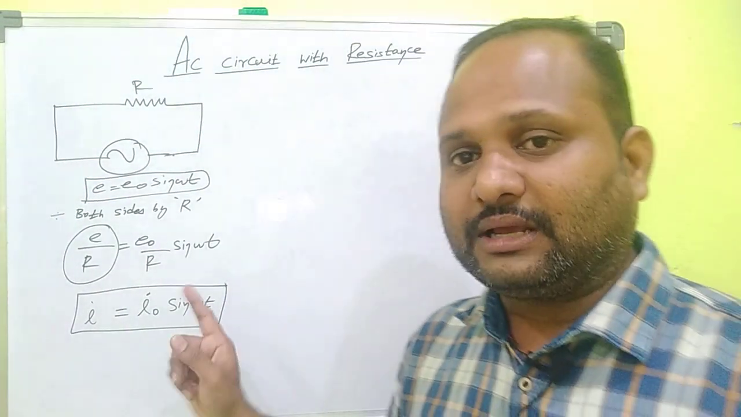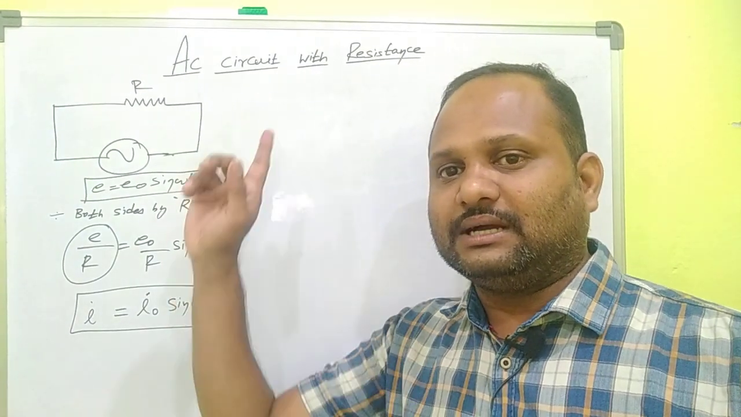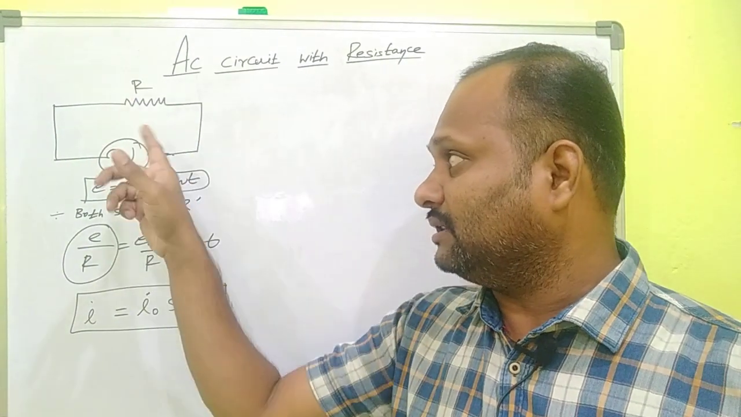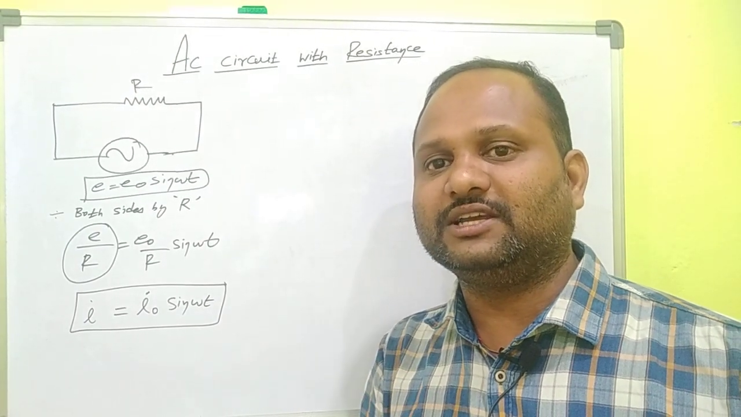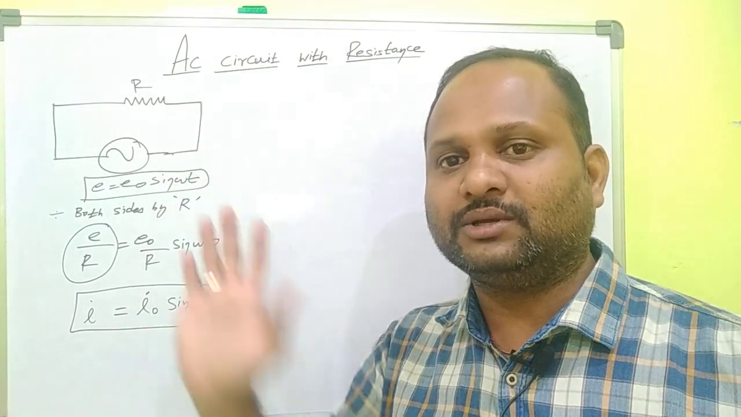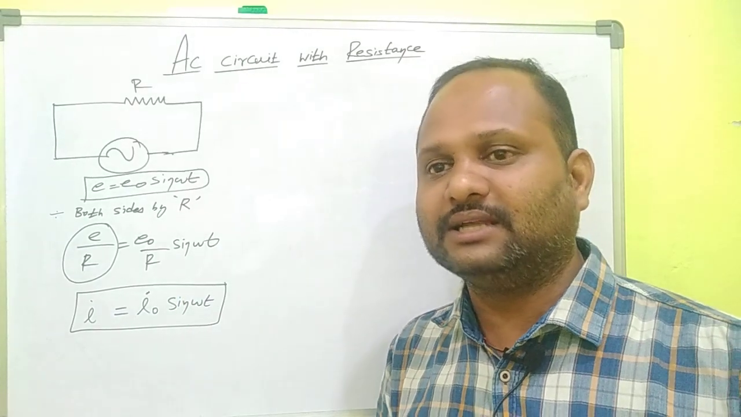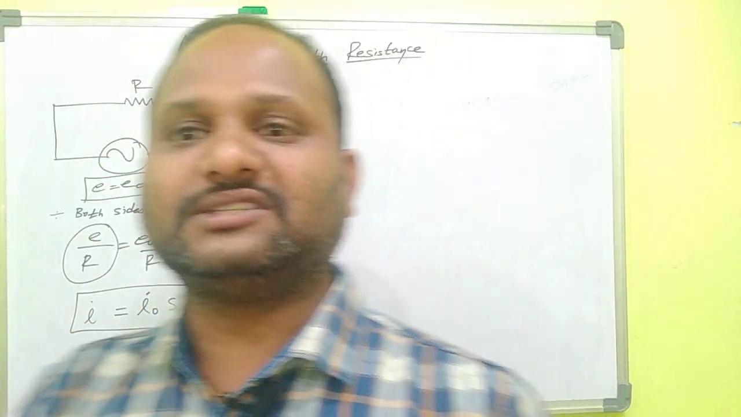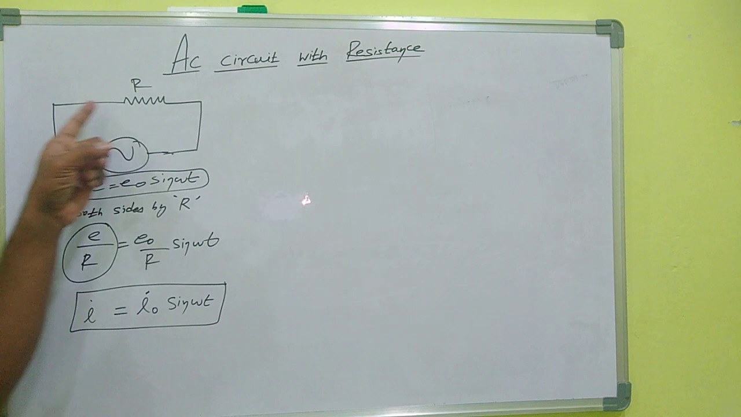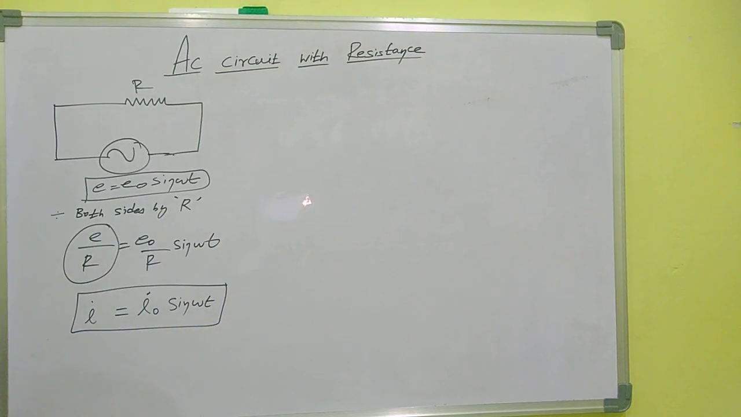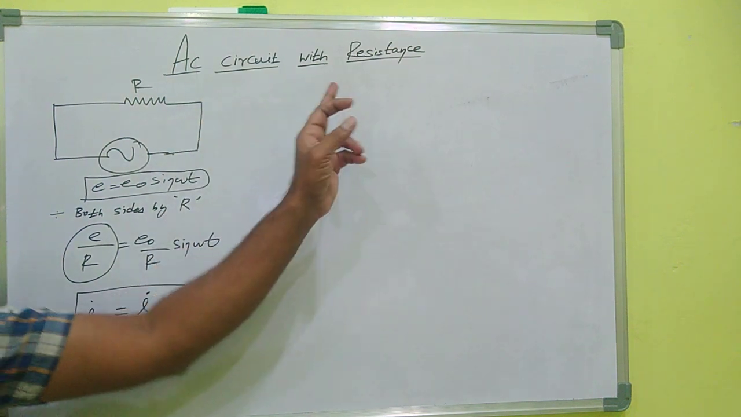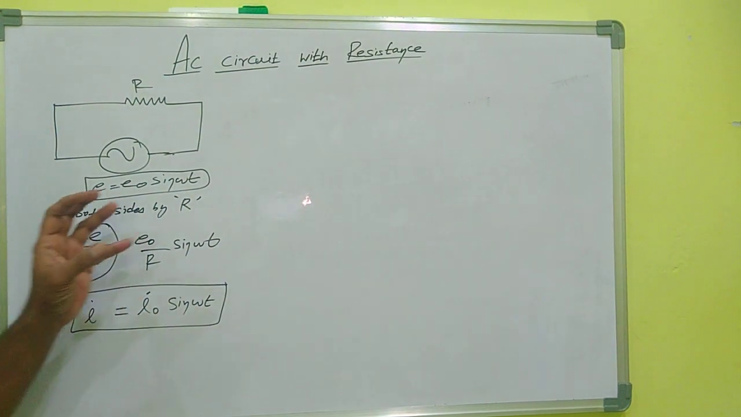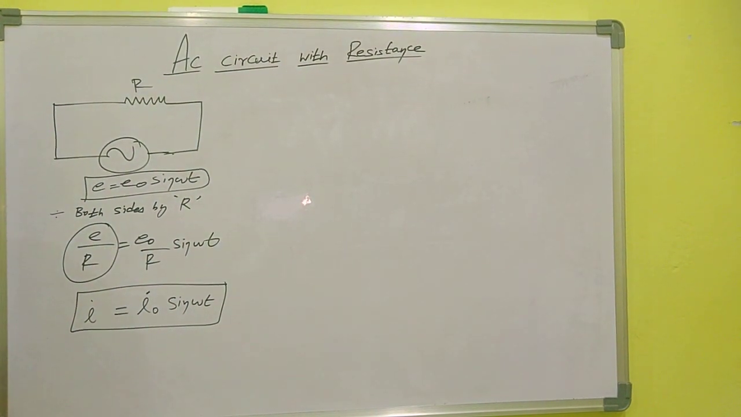Before comparing these equations, what is the opposition here for alternating current? When the alternating voltage is connected to a resistance R, it provides alternating current, which flows through the circuit. Here the opposition is nothing but the resistance provided by the resistor. In an AC circuit with resistance, the opposition is only the resistance.